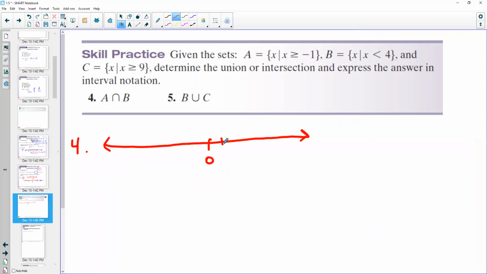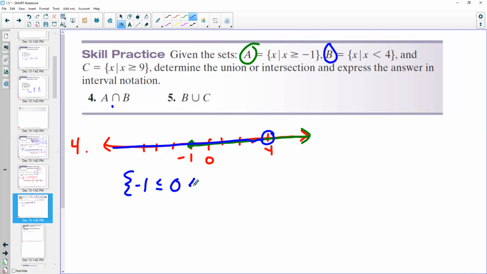So I need my number line. That's 4, that's -1. I'm going to do A first in green. It's greater than or equal to -1, so I can color in and go up. It's going to keep going forever. B I'll do in blue. X where x is less than 4. So open circle, not included. And is the overlap. So I'm going to go from -1. It's included. Oops, sorry, that should be x, not 0. I was looking at 0 and I wrote 0. All the way up to 4.